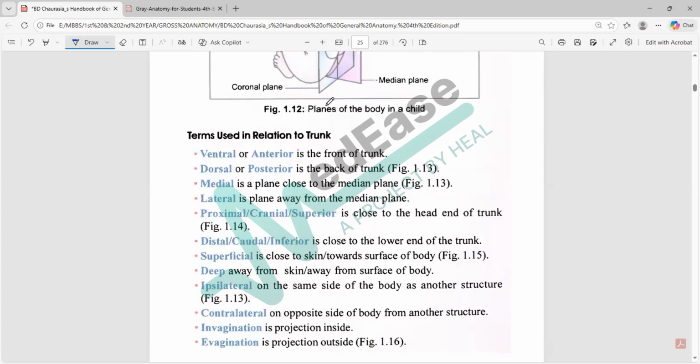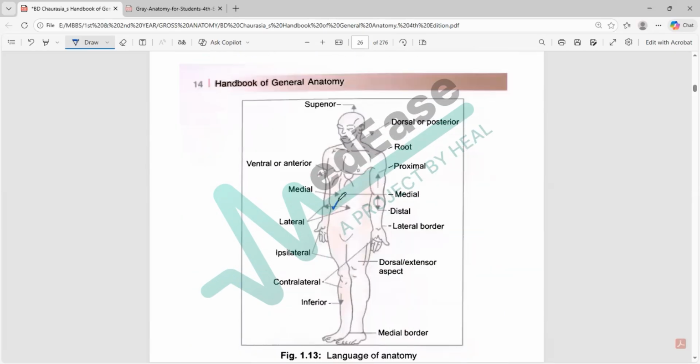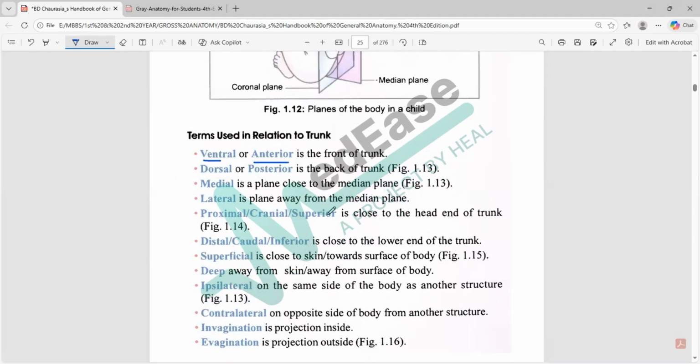Now we will be discussing some of the basic terms related to the trunk. When we talk about the ventral or the anterior aspect, it normally means the front of the trunk. Now this is our ventral or anterior aspect. Dorsal or posterior means the back. Medial is the structure present close to the median plane or the midline, whereas lateral is present away from the median plane or midline.